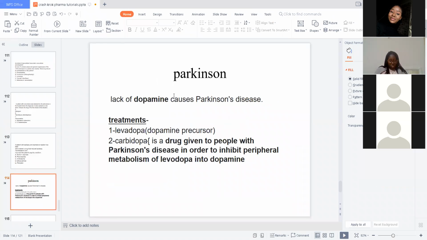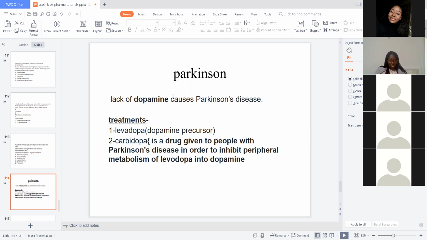Parkinson is caused by lack of dopamine. When the brain has too little dopamine, it can cause Parkinson. The main treatment for Parkinson is levodopa and carbidopa. So what is levodopa? Levodopa is a dopamine precursor. When you take levodopa, something in the brain converts it into dopamine. That's what precursor means. It comes before dopamine.